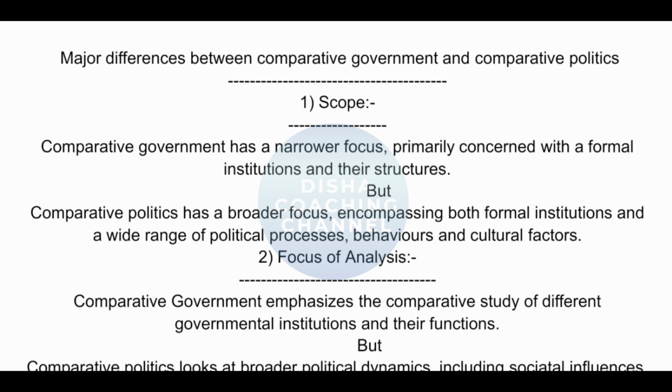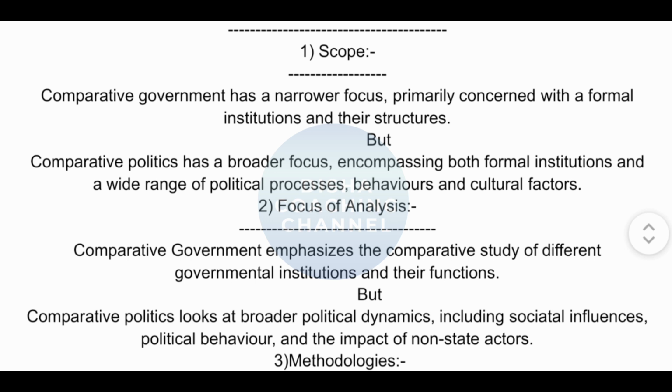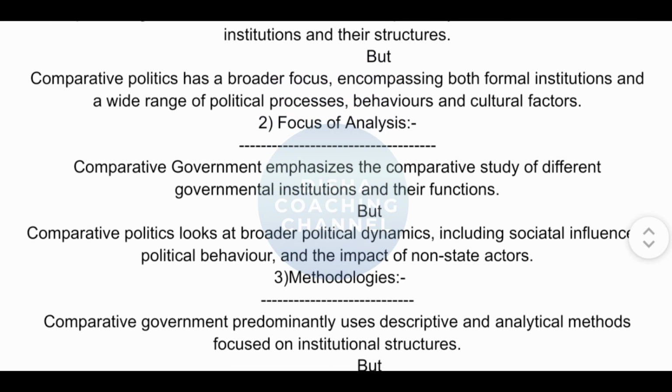Number 1, scope. Comparative government has a narrower focus, primarily concerned with formal institutions and their structure. But comparative politics has a broader focus, encompassing both formal institutions and a wide range of political processes, behaviors, and cultural factors.